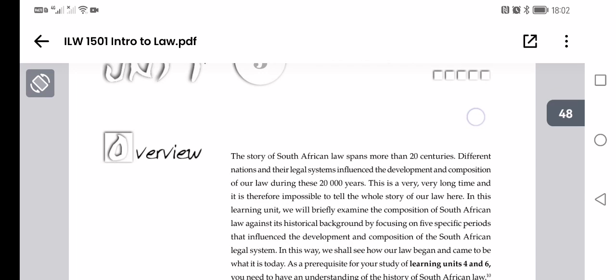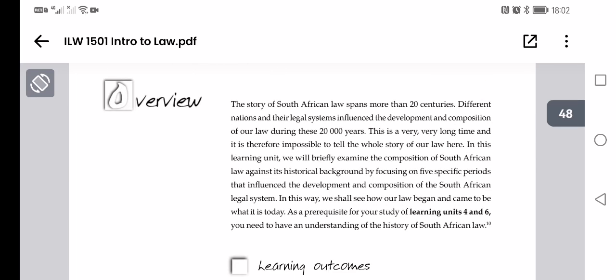The story of our law. The story of South African law spans more than 20 centuries. Different nations and their legal systems influenced the development and the composition of our law during these 20 centuries. This is a very long time, and it is therefore impossible to tell the whole story of our law here.